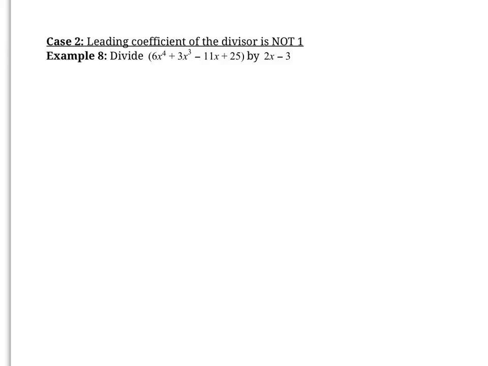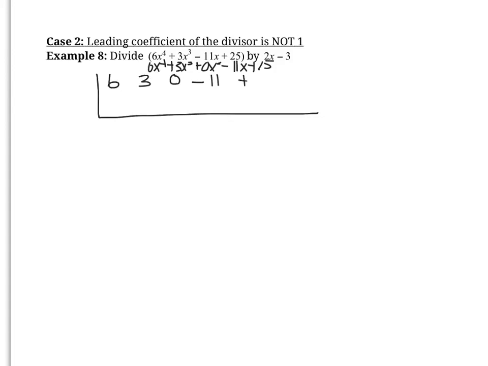It's just going to be a little bit different. So first, we're going to start it off in the same way. We're going to start it off making this L, and inside the L goes our coefficients. So taking a look here, we've got 6x to the power of 4 plus 3x to the power of 3. We're missing the squared term again, so we're going to put plus 0x squared. We have minus 11x plus 25. So putting those coefficients in there, we have 6, we have 3, we've got 0, we've got negative 11, and we've got positive 15.